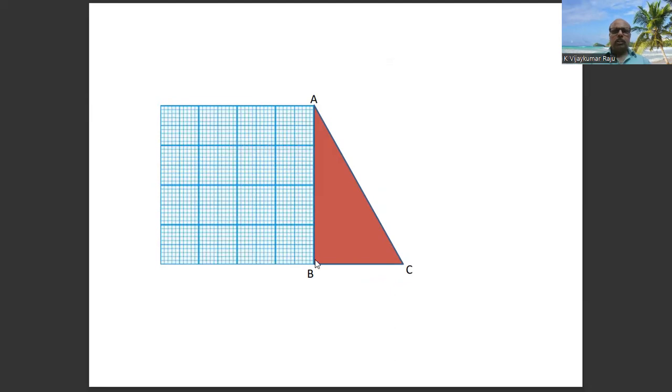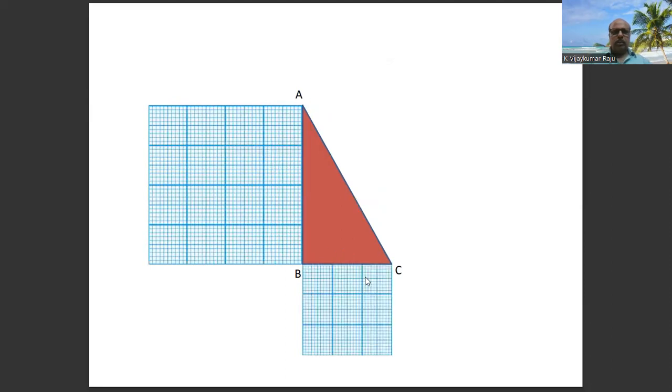Next, you take again your graph paper. Now this side BC is of length 3 centimeter. So cut a graph paper of side 3 by 3, and paste it here. So it will be here like this. When you paste it here, it will be 3 centimeters by 3 centimeters. So you are finished with AB side and BC side.